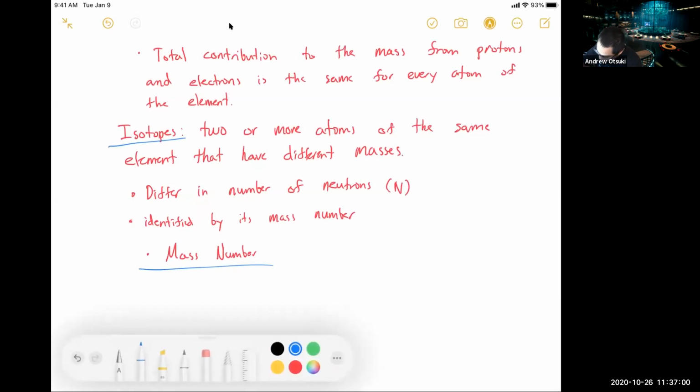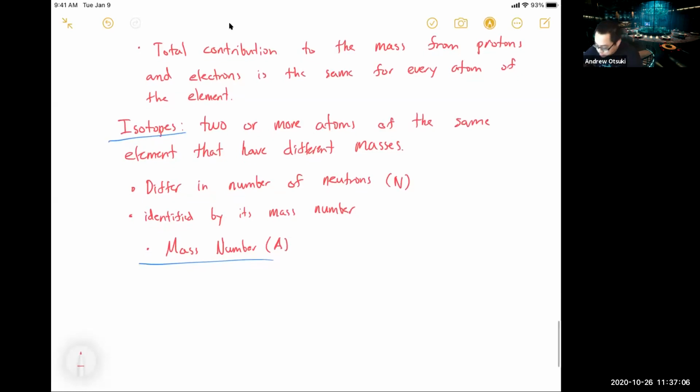The mass number, or we call it A, is the total number of protons and neutrons in the nucleus of an atom.